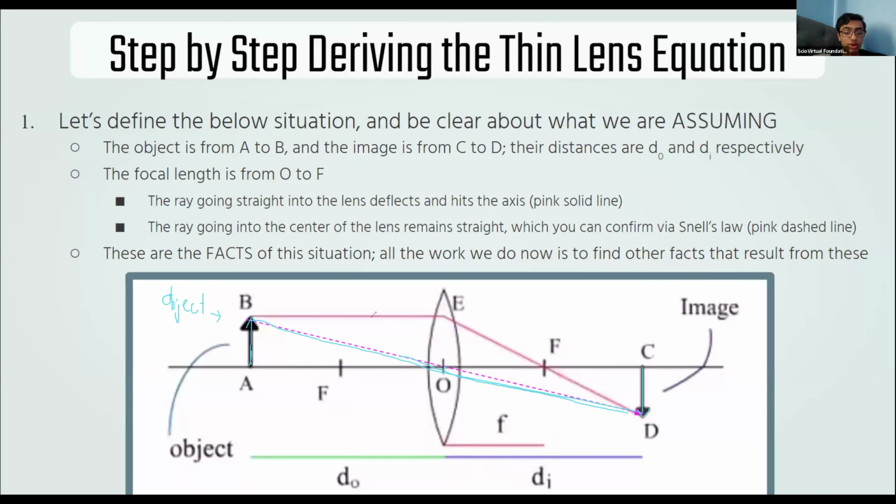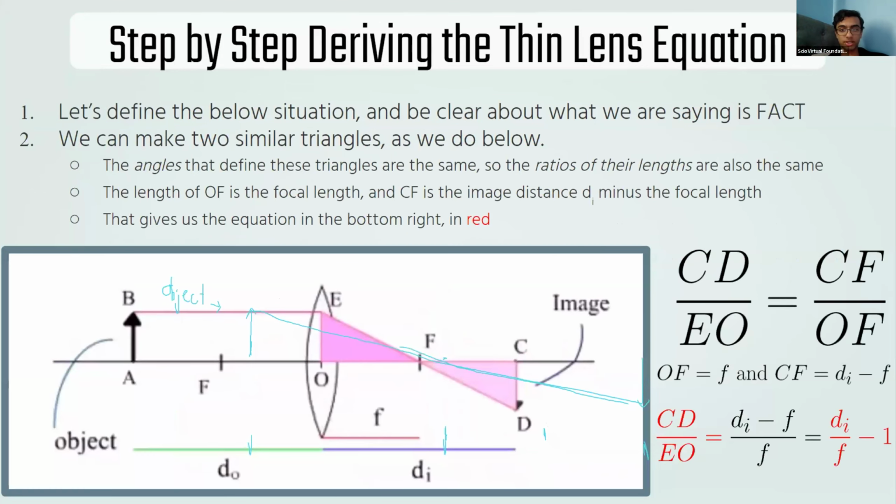So notice how our object distance goes from A to O. Our image distance goes from O to C, and our focal length goes from O to F. These are the facts of the situation. This is what we're starting out with. We've defined a situation with certain truths and assumptions, and we want to create more truths that we can extract from here. Any questions so far about what's going on?